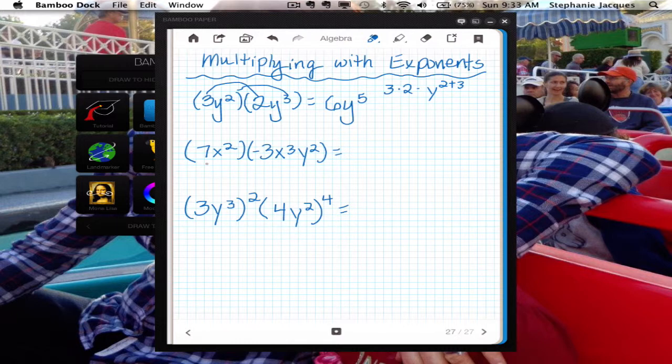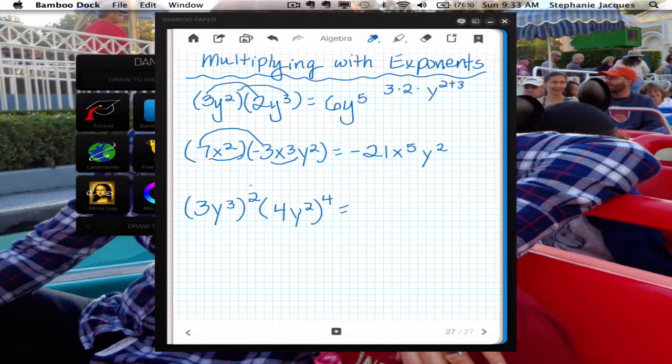Let's look at another one. I have 7x squared times negative 3x to the third y squared. With multiplication, remember, you don't need like terms, so we don't need to worry about that. Let's multiply our coefficients first. So I have negative 21. Now I have an x squared and an x to the third. That would give me, because I have 2x's and 3x's, 5x's. And then I don't have any more y's over here, but I do have a y squared here, so I just put it on the end, y squared. And that's simplified as far as you can go for now, unless you knew what x and y were.